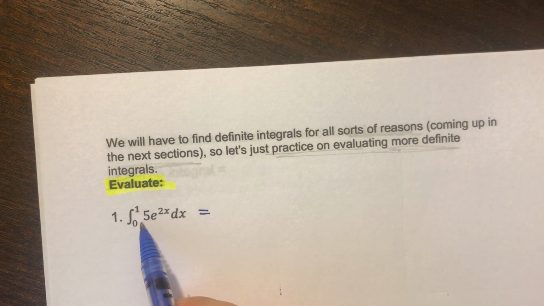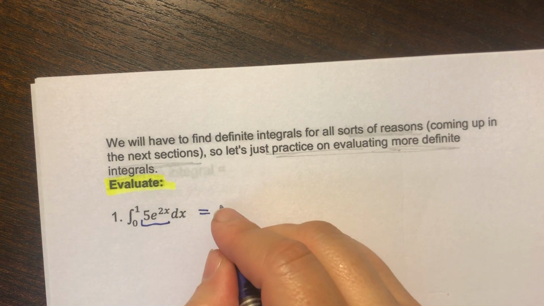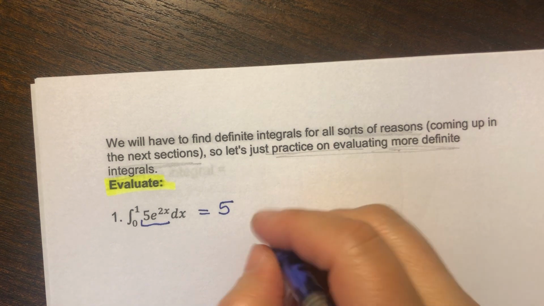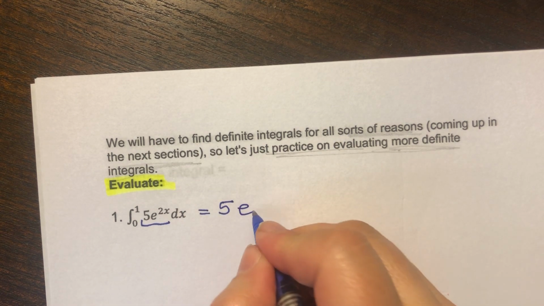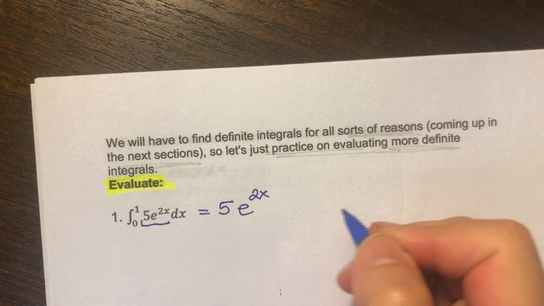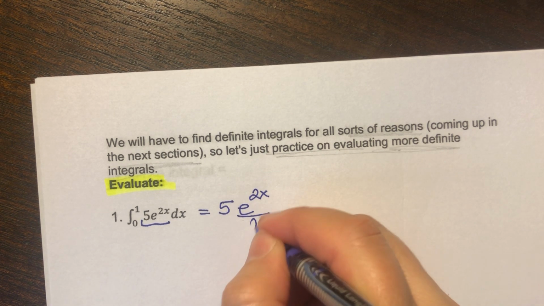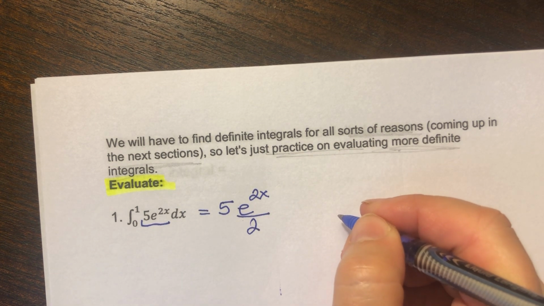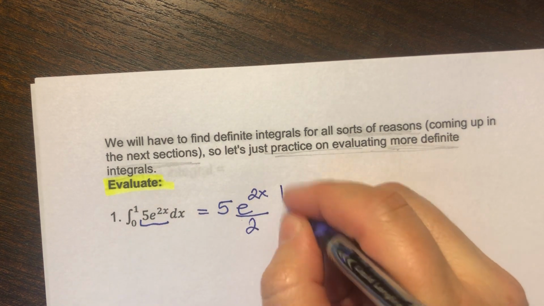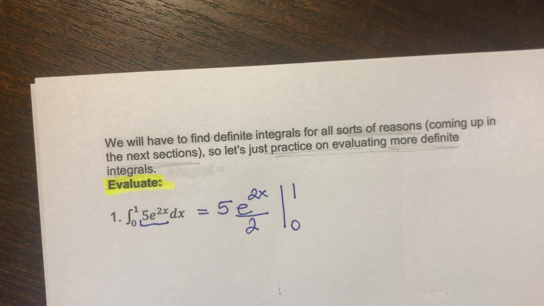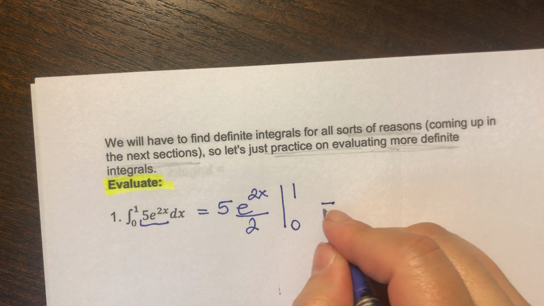So first things first, look at the function inside and find its antiderivative. So the antiderivative of this is, remember, keep the coefficient of 5. The antiderivative of an e is itself, yes? But you must divide by whatever coefficient x would have, which is a 2. Now, it's a definite integral, so what we do now is we throw the limits of integration. So this expression, between 0 and 1.